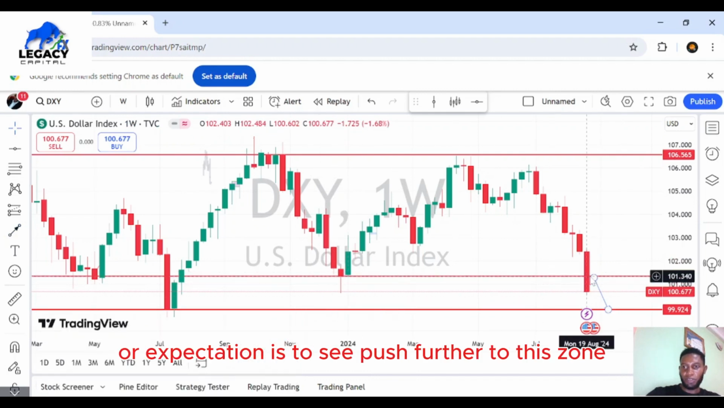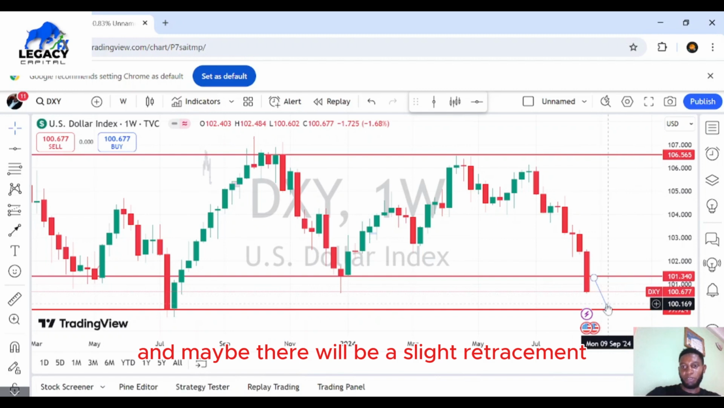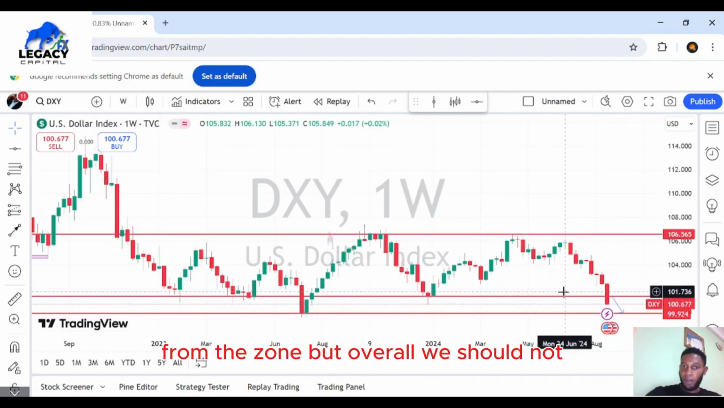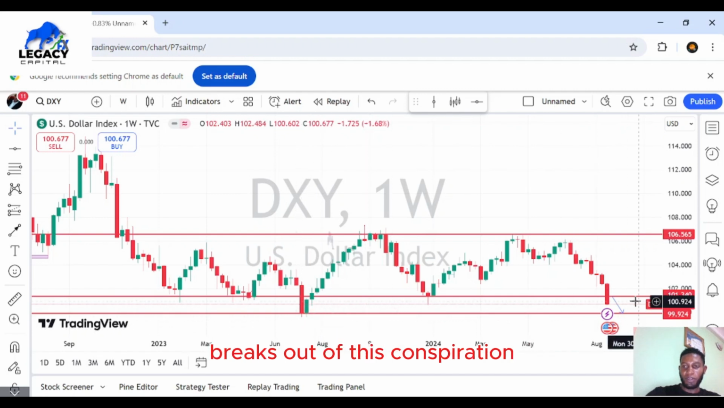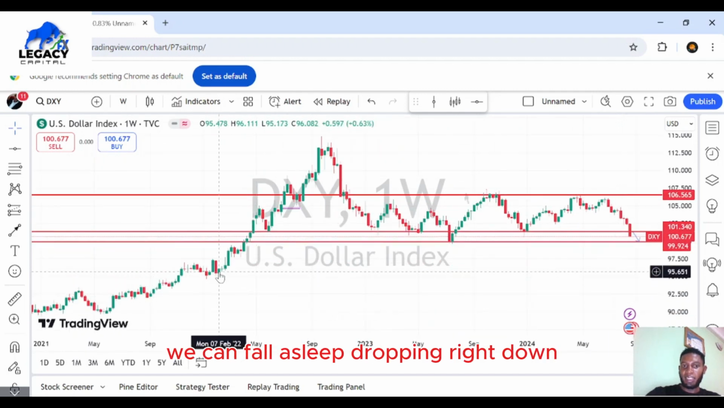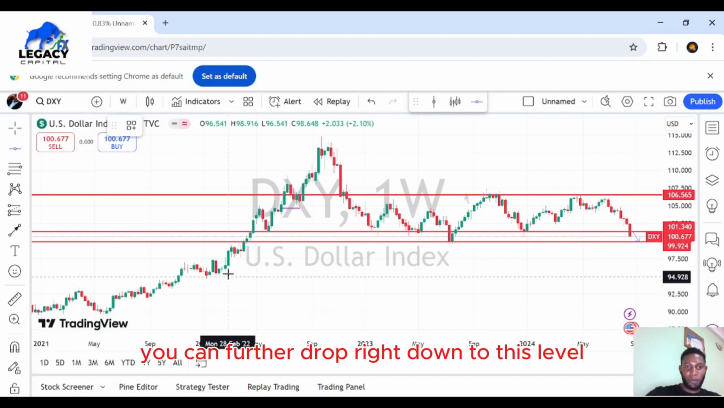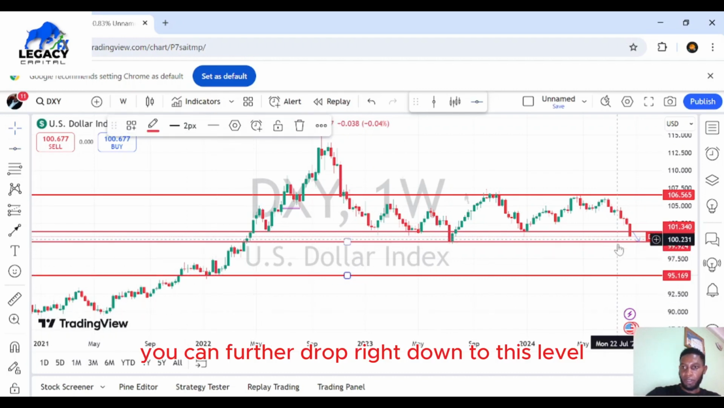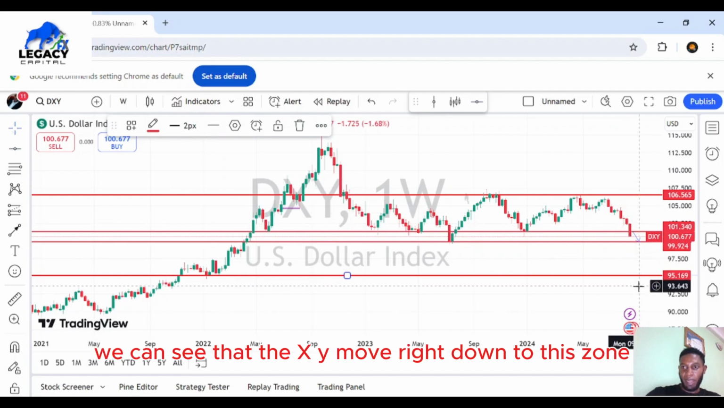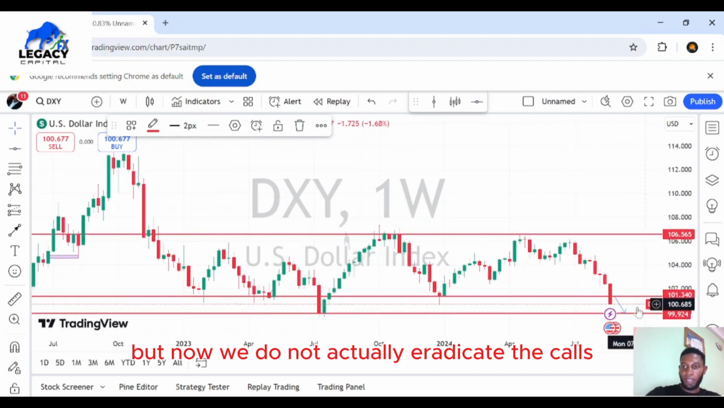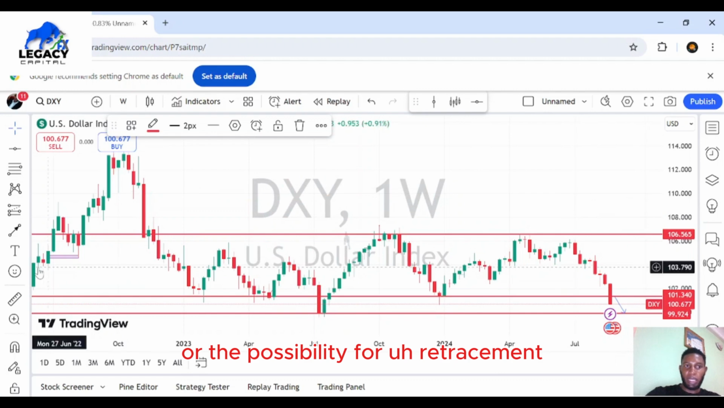So our expectation is to see it push further to this zone, then maybe there will be a slight retracement from the zone. But overall, once it takes down to this zone and breaks out of this consolidation, you can further see it dropping right down to this level. So it should also be an expectation. We can see the DXY move right down to this zone, but we do not eradicate the possibility of a retracement.